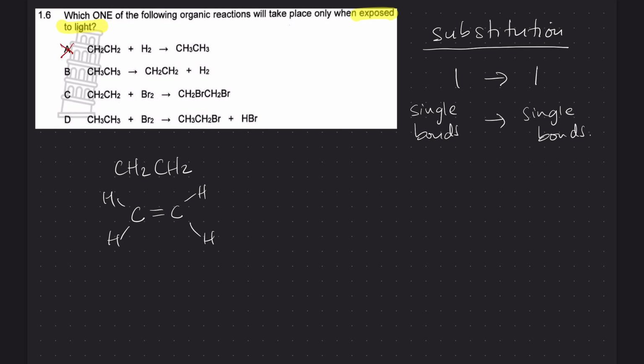If you look at B, B is a single bond. So CH3, CH3 is a single bond, but you are getting an alkene afterward. So that's a 1-to-2 reaction. B is out. If you look at C, C is CH2, CH2. That's a 2. That's not what we're looking for. But if you look at D, D is CH3, CH3, which is single bonds, going to CH3, CH2, Br. This is also a single bond. So the answer here is going to be D.